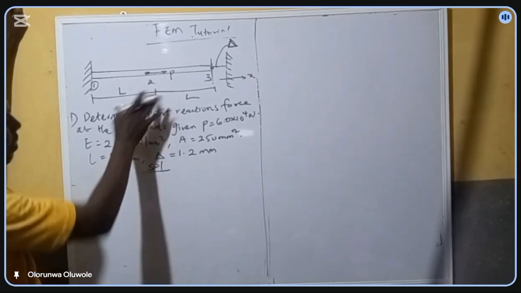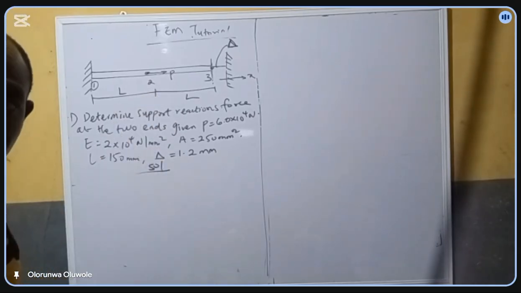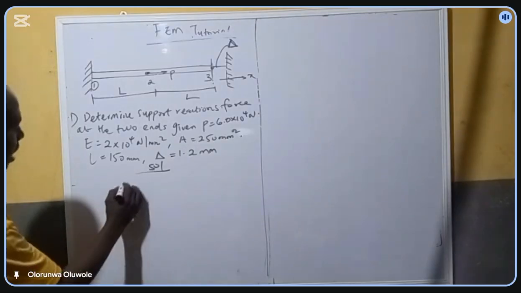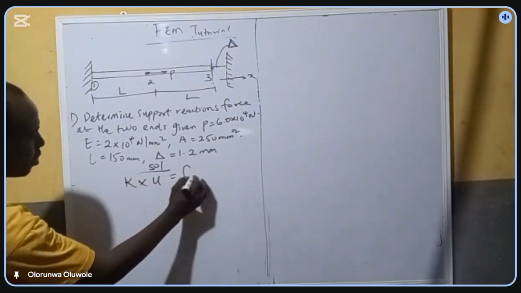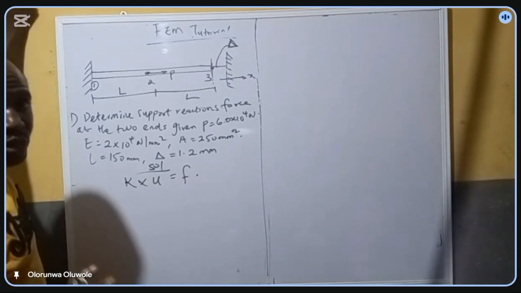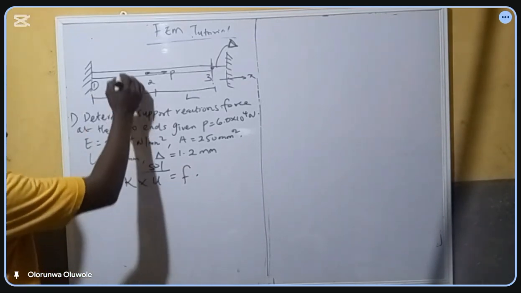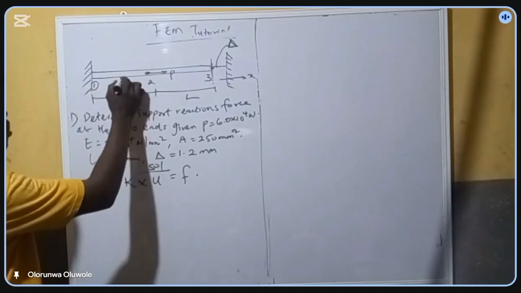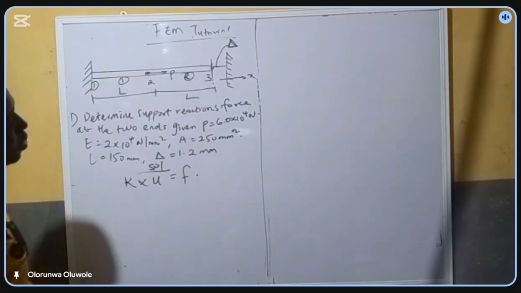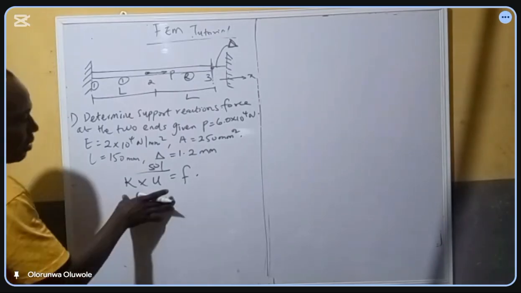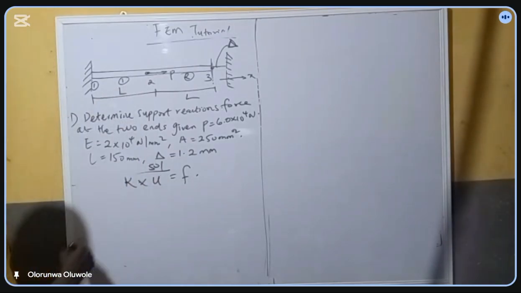Now, remember that I told you that one thing you don't want to joke with is your formula, the formula that K times U equals F. You don't want to joke with it at all. And here you're having two members. This is from node 1 to 2, member 1, node 2 to 3, member 2. Now, let's solve for our K1.